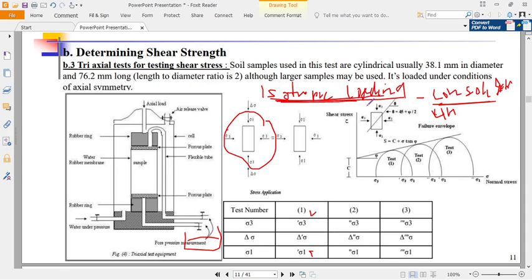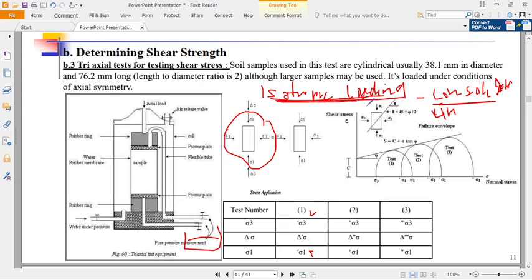Now this test can be carried out in three conditions, and the first condition is consolidated and drained, which we call the CD. You consolidate, then failure occurs, shearing occurs under conditions of drainage. Is that okay? Under condition of drainage. It's still under application of this axial load, simultaneous when you're applying the confining stress, and the failure occurs also under conditions of free drainage. Is that okay?